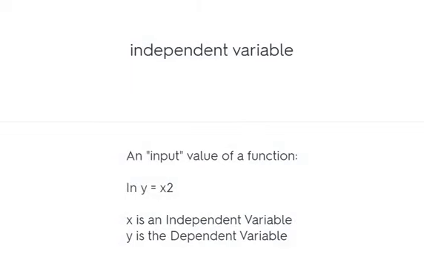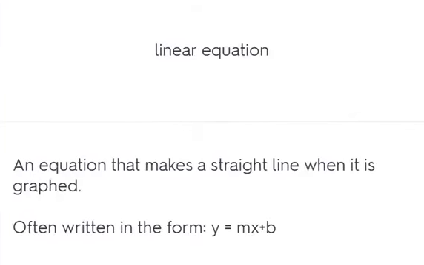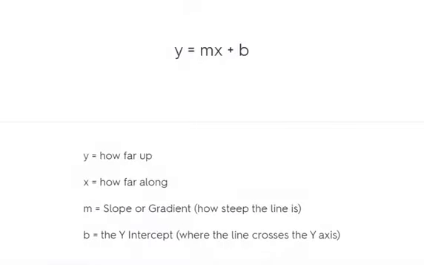Independent variable. An input value of a function. In y equals x squared, x is an independent variable. y is a dependent variable. Linear equation. An equation that makes a straight line when it is graphed, often written in the form y equals mx plus b. y equals how far up, x equals how far along, m equals slope or gradient, b equals the y-intercept.